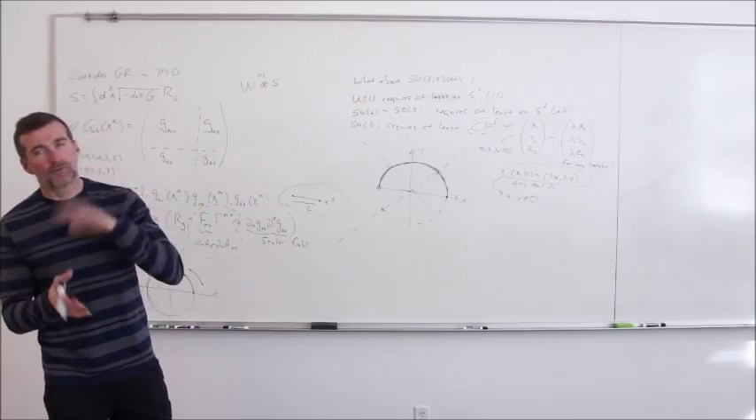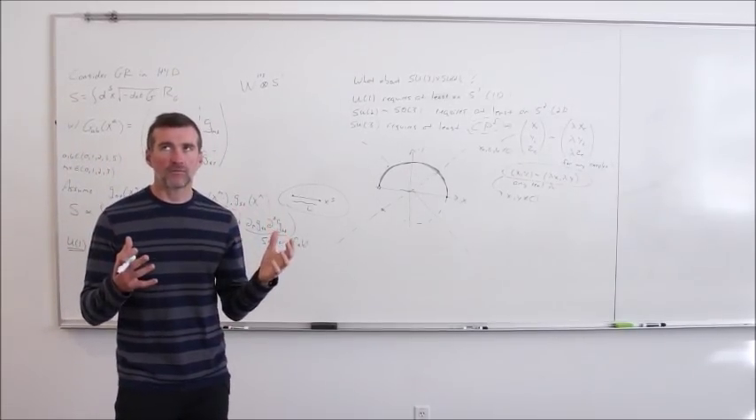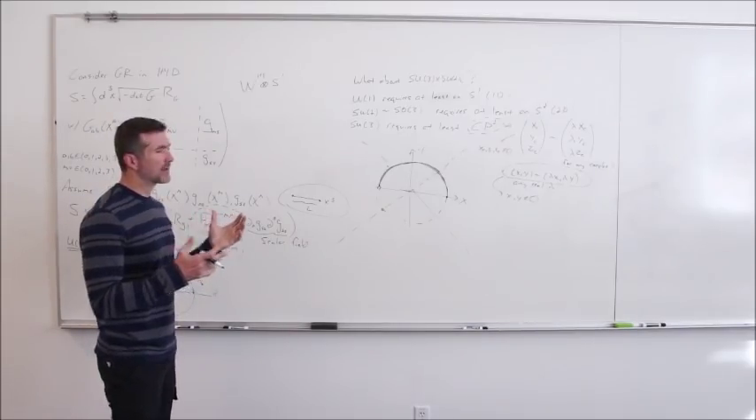Like, we've got 3, and we've got 4, and then we got 2, and we got all these numbers floating around, and why is CP2 somehow connected to SU3?